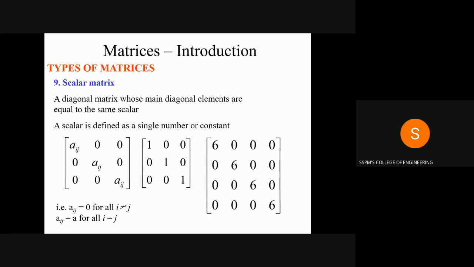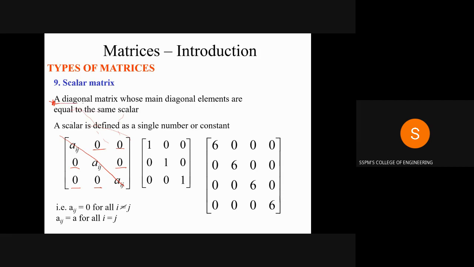Now, scalar matrix. What is the definition of a scalar matrix? This is your definition: a diagonal matrix. What's a diagonal matrix? Only the diagonal entries should be non-zero. All other elements except the diagonal should be zero. These are non-diagonal entries; they should be zero, and only the diagonal entries should be non-zero. This is called a diagonal matrix.